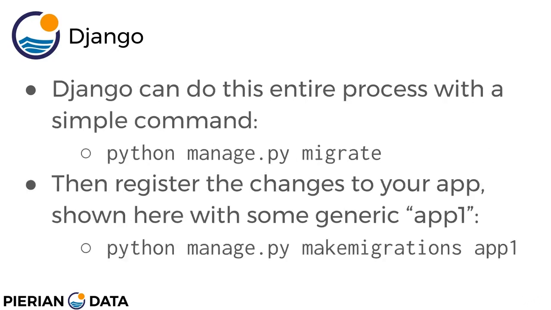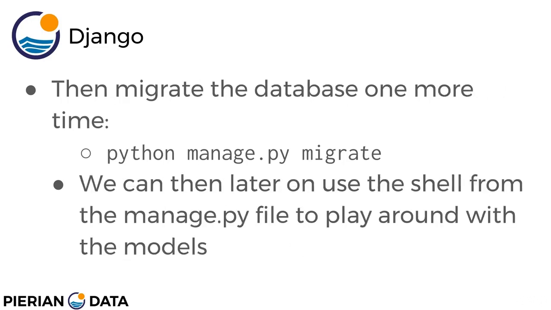Django can do this entire process with just a simple command, python manage.py migrate, which we talked about earlier in the course when we got a warning from Django telling us to do this migrate call. But now, since we actually are going to work with models, we can do it. After that, we then register the changes to our app, shown here with some generic app1. So we would say python manage.py makemigrations, and then your application name, app1, first_app, whatever you happen to call it. We then migrate the database one more time, python manage.py migrate, and then later on we can actually use the shell from the manage.py file to play around with the models, and we'll show you how to do that as well.